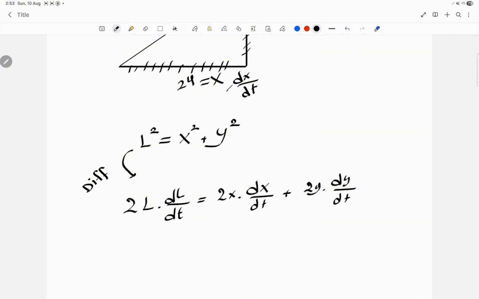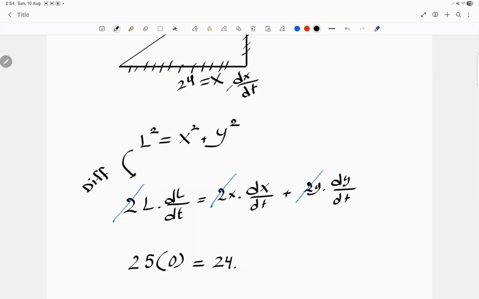Can I divide now everything by 2? Is that possible? Yeah, it's dl over dt as well, but you said that L is not going to change. So L was 25, and dl over dt is going to be 0, like he said. And x is 24. Dx over dt was given in the question, wasn't it?